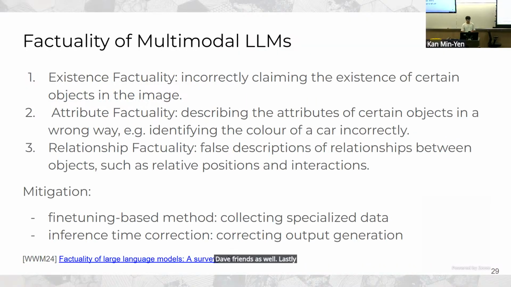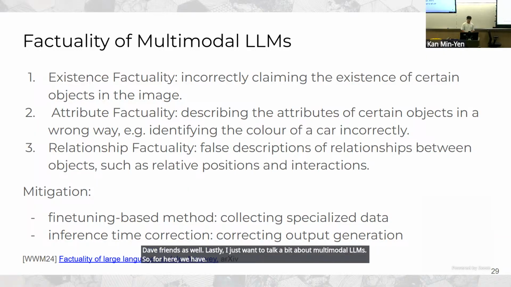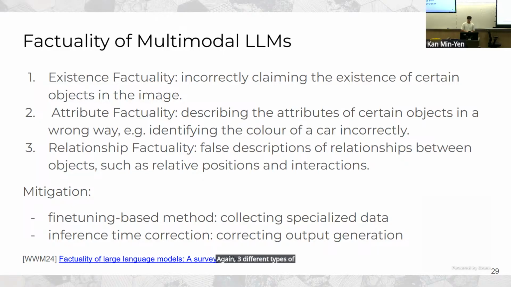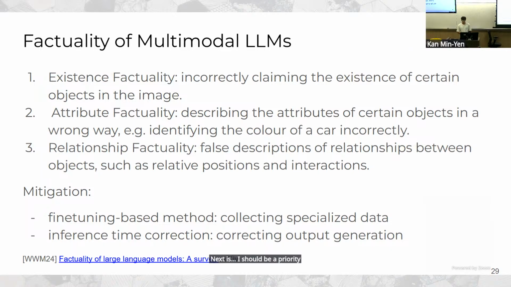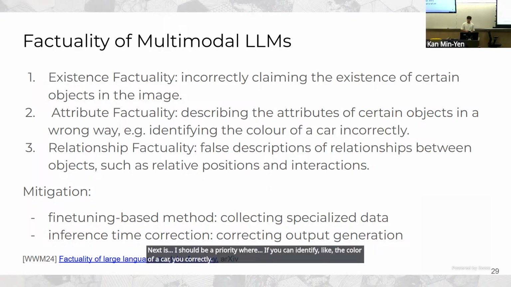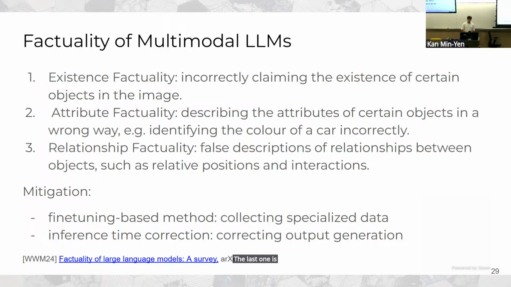Lastly, I just want to talk a bit about multimodal LLMs. Here, we have again three different types of factuality. One is incorrectly claiming the existence of certain objects in the image, so existence factuality. Next is attribute factuality, where they can identify the color of a car incorrectly. The last one is relationship factuality, and this talks about false descriptions of relationships between objects.